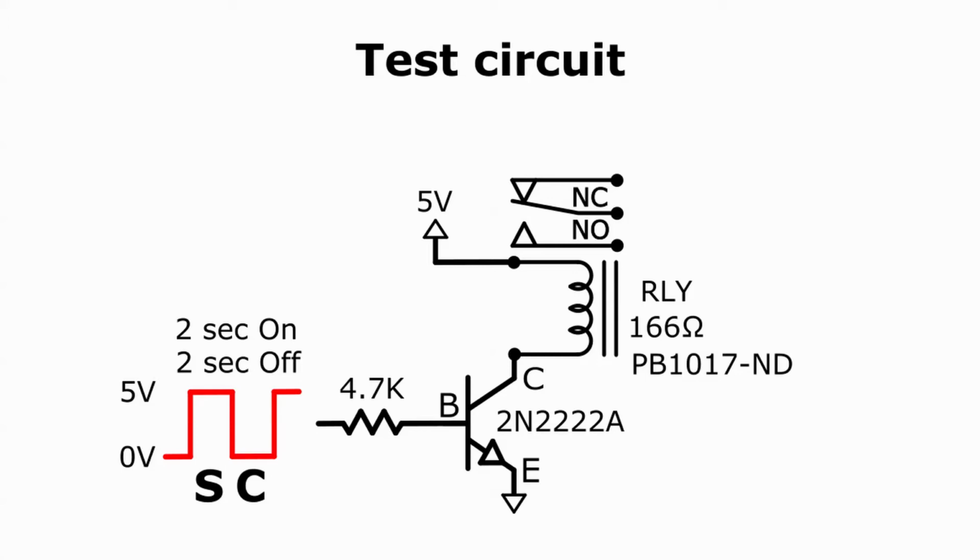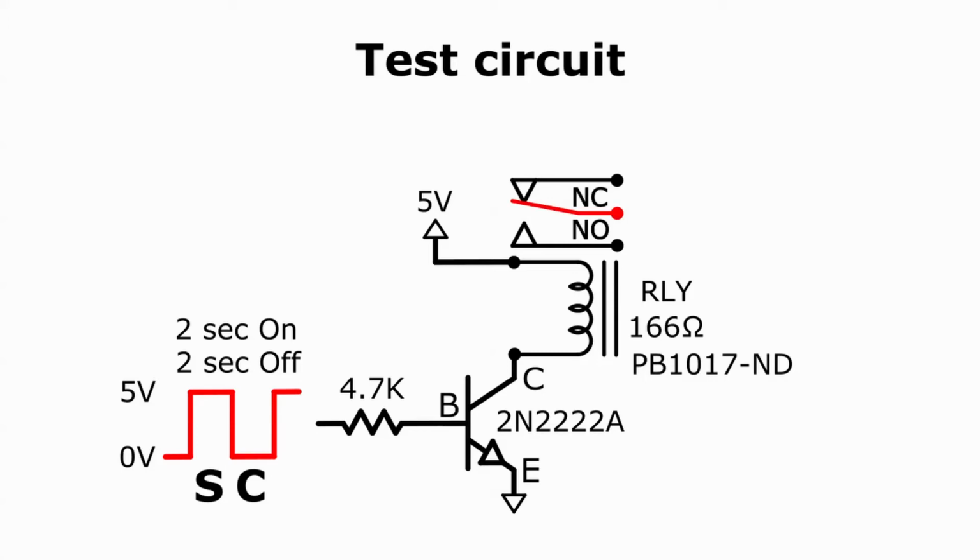The relay I'll use is DigiKey's part number PB1017-ND. The datasheet tells us that this relay's coil resistance is 166 ohms. That's the resistance of the wire from which the coil is wound. When 30.1 milliamps flows through the coil, the contacts will close. This relay happens to be a single-pole double-throw relay.